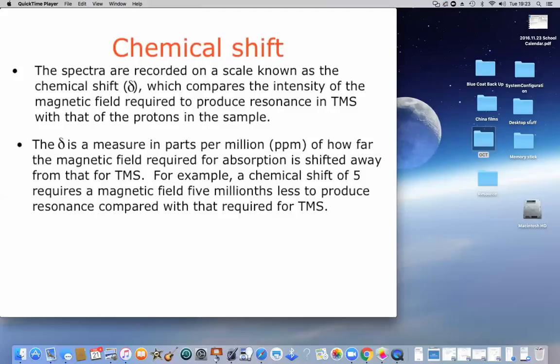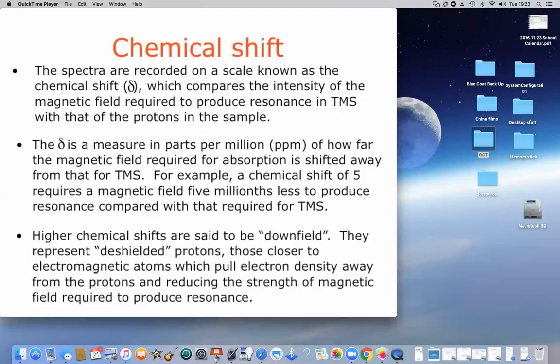Question coming through, are there any viable alternatives to TMS? Yes, I'm sure there are plenty. We're going to have a look at a spectrum later on that I've borrowed, and I think they used a different reference there because it doesn't appear in the same position. There are other things that you can use. It probably depends upon what you're analysing.